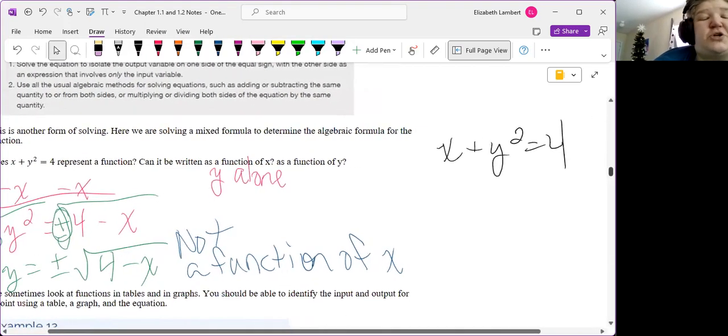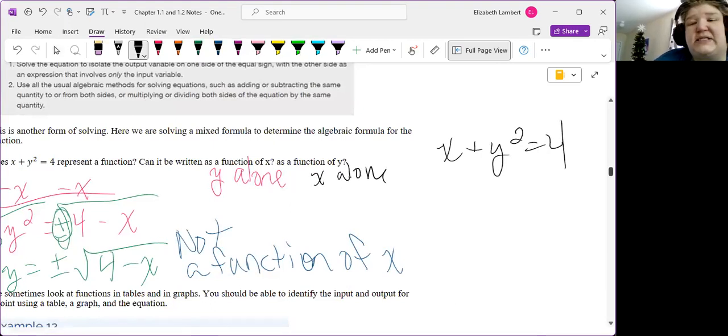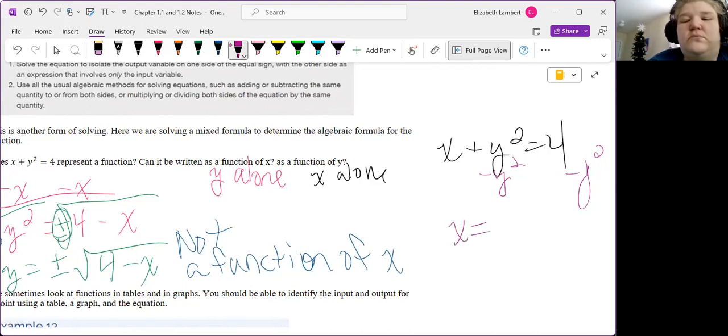So asking, is it a function of y, is asking us to get x alone. Can I get x alone? Yeah, just minus the y squared and x is by itself. Well, that's what we're going to do then. Okay, so this can be written as a function of y. If I pick a y value, put it in there, I will only get one x value that goes with it. Our mess up before was we had 0 for the x and we got positive or negative 2.